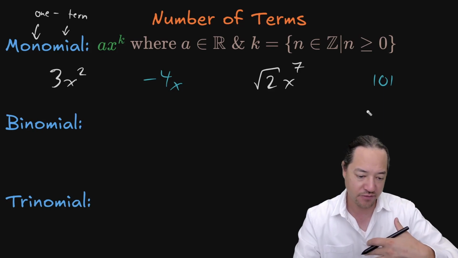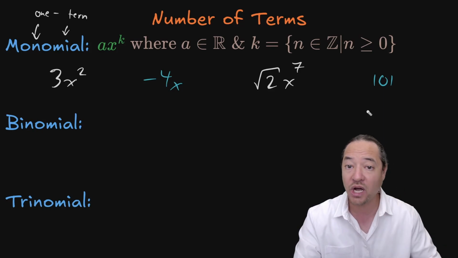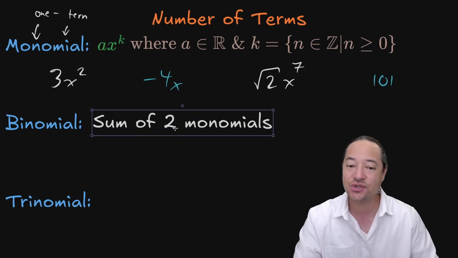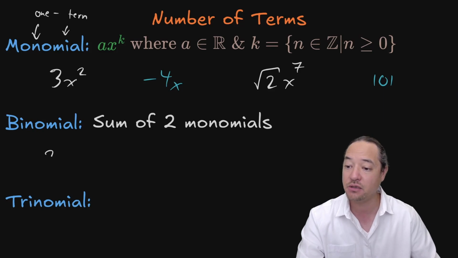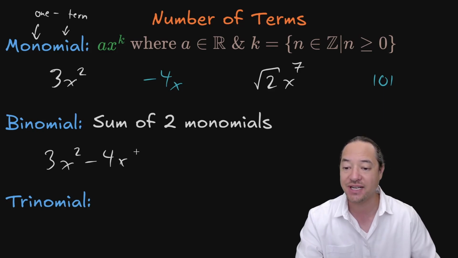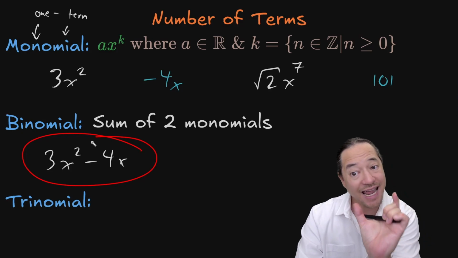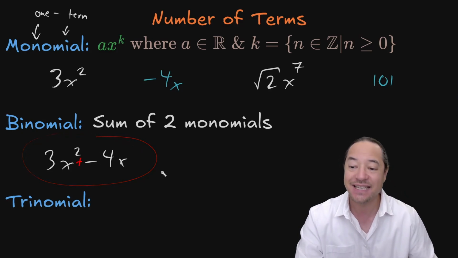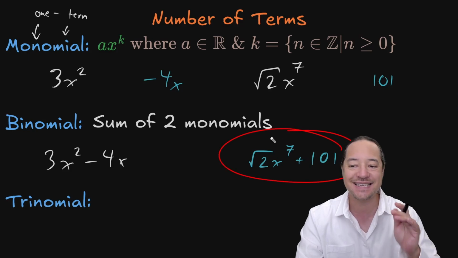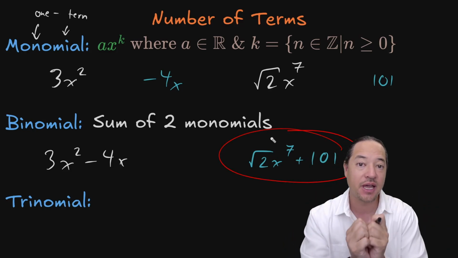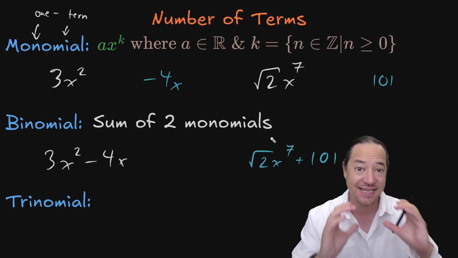So monomials are the building block, right? Because they only contain one term. A binomial, you'll probably be able to guess, is going to contain 2 terms. Essentially, it's going to be the sum of 2 monomials. And so one example here might be 3x squared minus 4x. This right here has 2 terms that are added together, you have a plus negative 4x. Or we could have here the square root of 2x to the 7th plus 101. Once again, this is a binomial. You have 2 monomials added together. So 2 terms in this binomial.